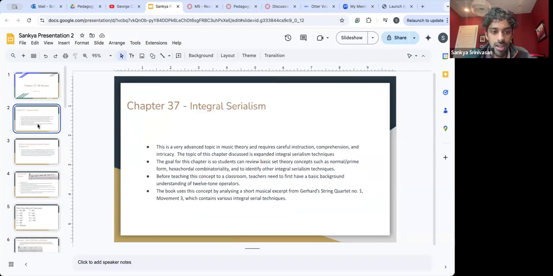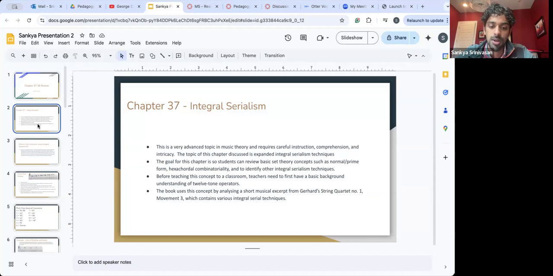instruction, comprehension, and intricacy. The topic of this chapter discussed is we will be looking at expanded integral serialism techniques. And the goal for this chapter is so students can review basic set theory concepts such as normal and prime form, hexachordal combinatoriality, sorry, can't pronounce the word, and to identify other integral serialism techniques.